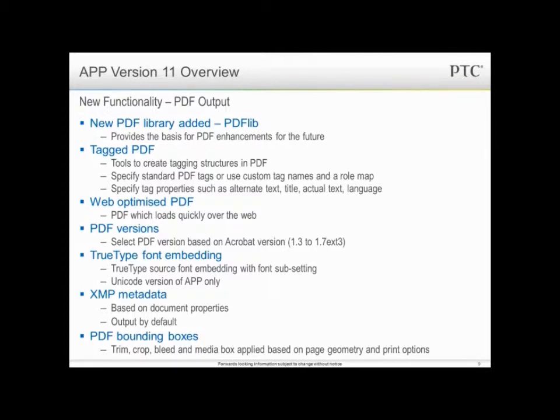And lastly, PDF bounding boxes are included. I don't know why we never did that before, but now the crop, bleed, trim, and media boxes are applied to the PDF, which are based on your print options and your page geometry when you generate your PDF. A lot of these features here are required for outputting to PDF-A or PDF-X standards, so it's great that we got them in here, and you'll see later on how we plan to address those standards from APP.